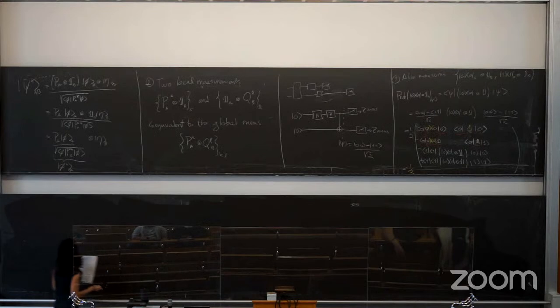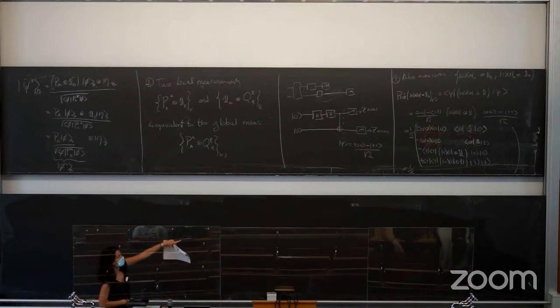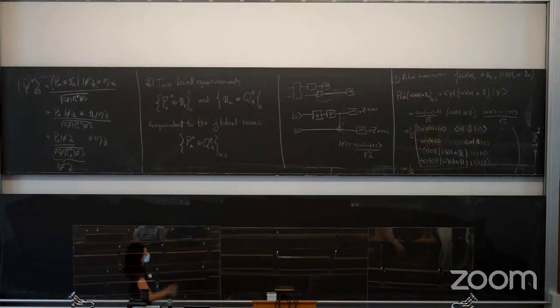okay, so the probability of getting 0 is 1/2. The only other projector is 1. The probability of getting 1 is going to be 1/2 too, right? They need to sum up to 1. It's exactly the same calculation. You just replace the 0, 0 with 1, 1. Good. So suppose we get 0.